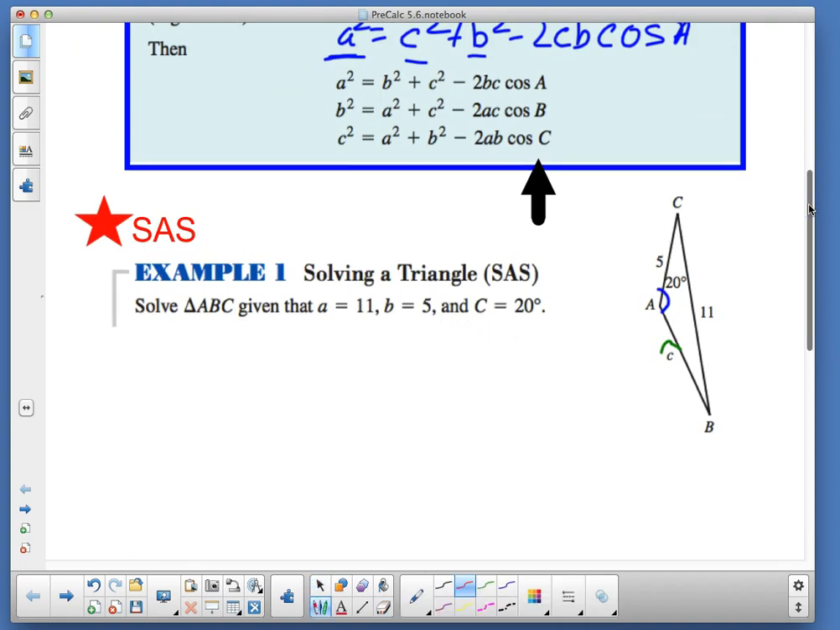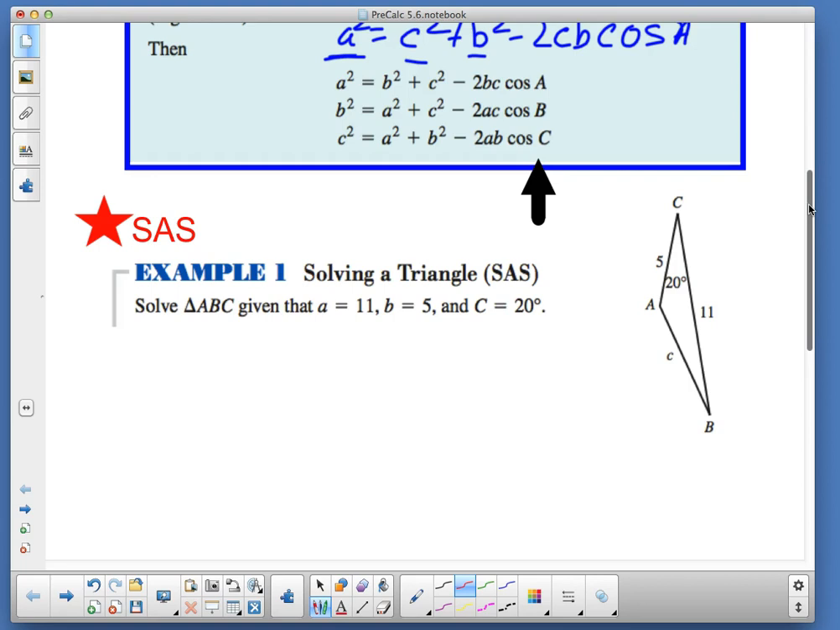The first thing I'm looking at when I'm checking out this triangle is I've got angle C. I don't have side C, but I've got 11. So I'm going to find side C using the information I have, because I have angle C, I have B, and I have A. I'm going to use side C to help me find angle A, and I'm also going to use side C to help me find angle B.